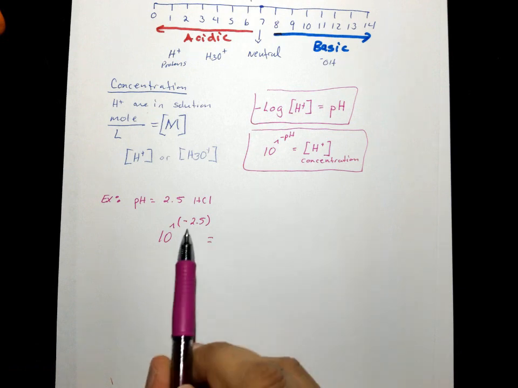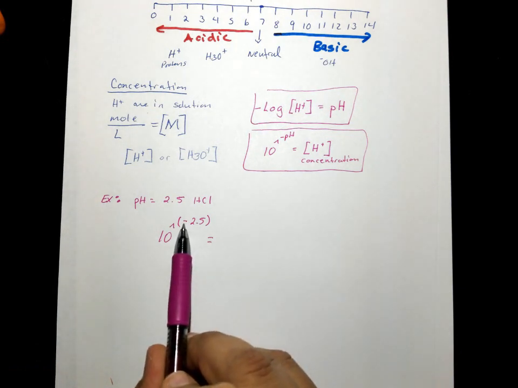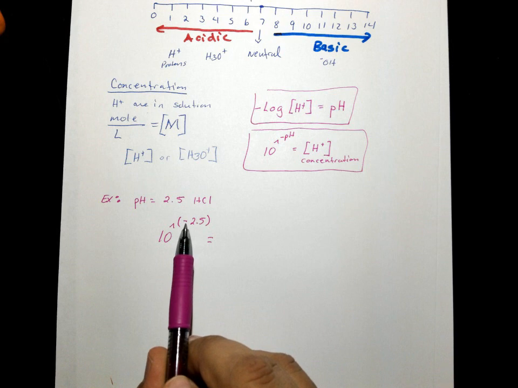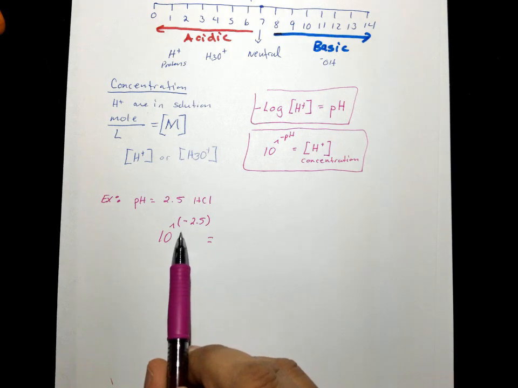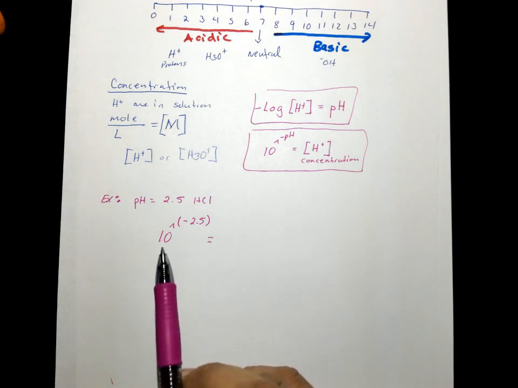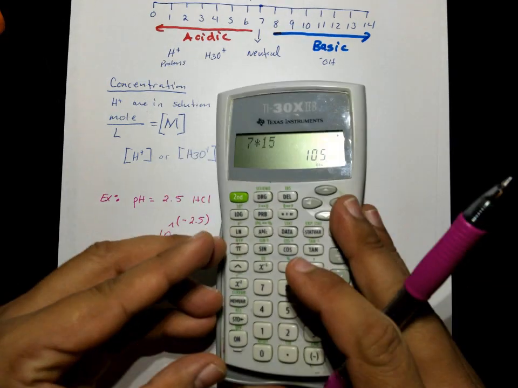Now here's the important part. This little negative right here, in your calculators, it has to be the negative button, not the minus. You cannot use the minus button. It has to be the negative button. So when I type this in my calculator, let me see if we can get it right here.